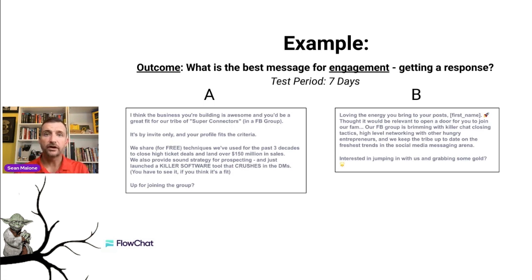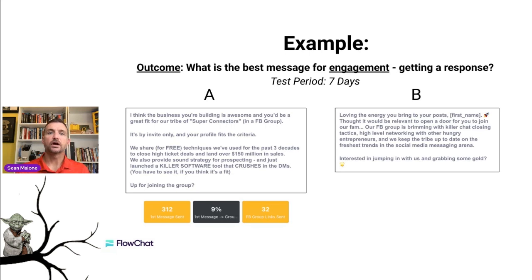You're going to find a winner. When that winner is found, that becomes what we call your benchmark that you start testing against. So in this case, A was the winner from the previous split test messaging that we did. And then we ran this same A message against a new B message, which you see here.